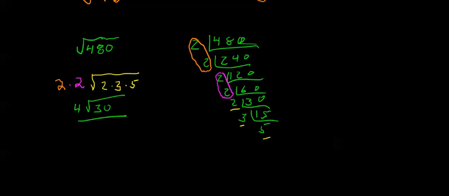I want to look at one more, and then we can stop. Square root of 1,152. To know the largest perfect square that goes into that, I don't know what it is. So we start just dividing. Because it's an even number, we can always divide by 2. So we get 576.